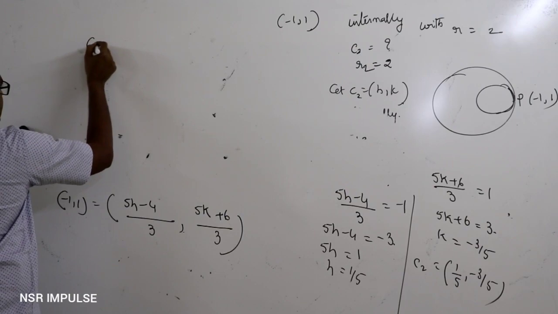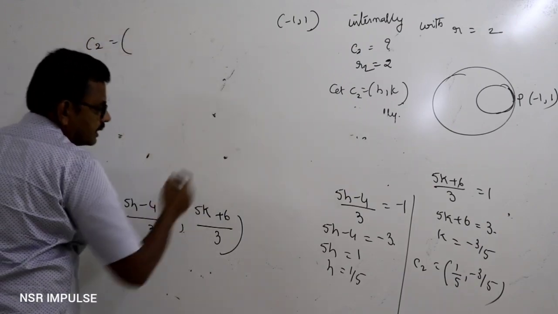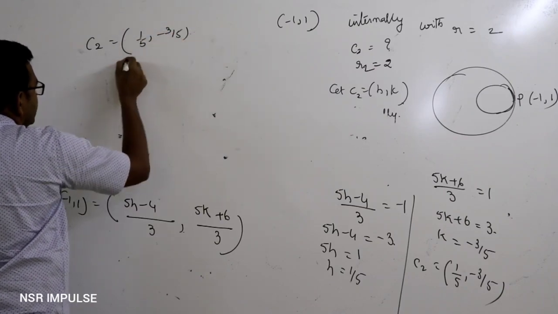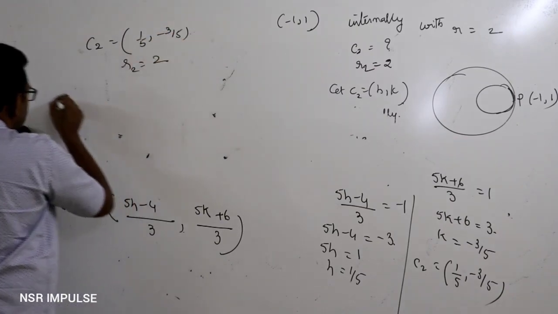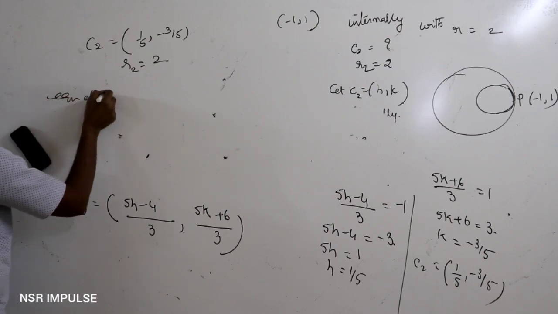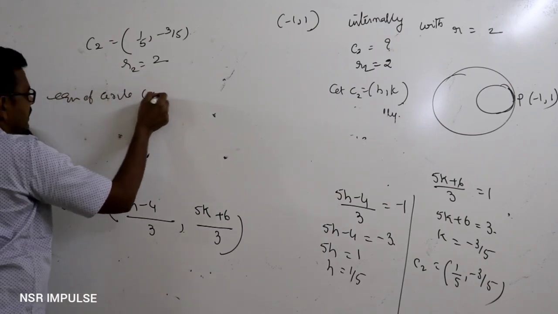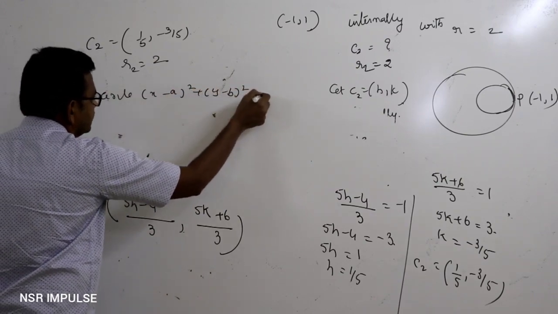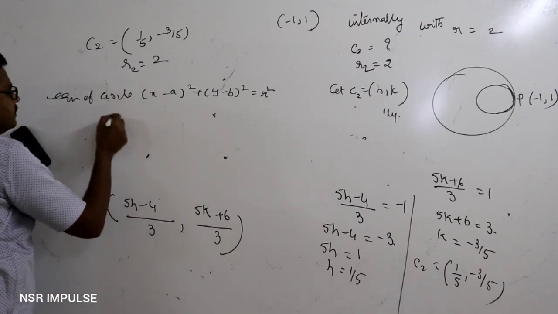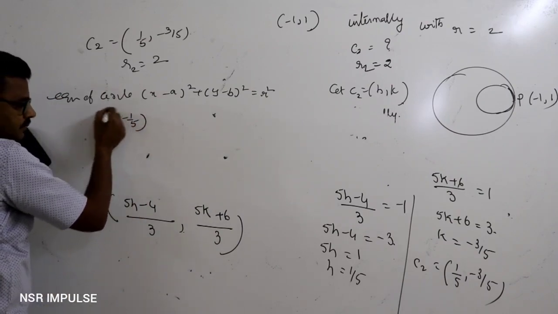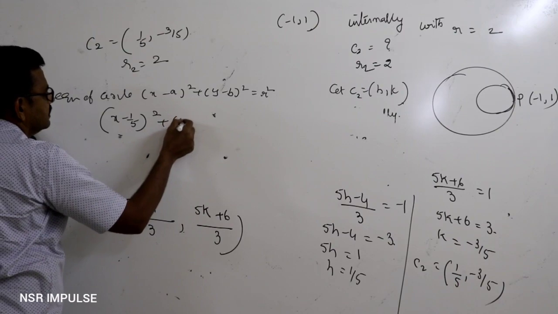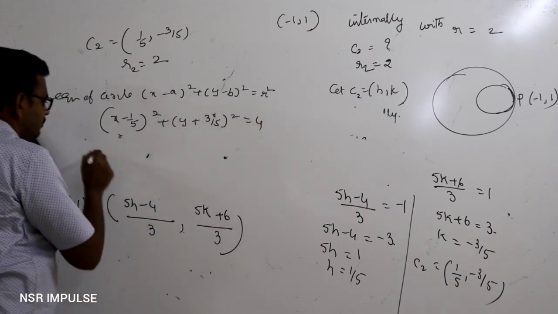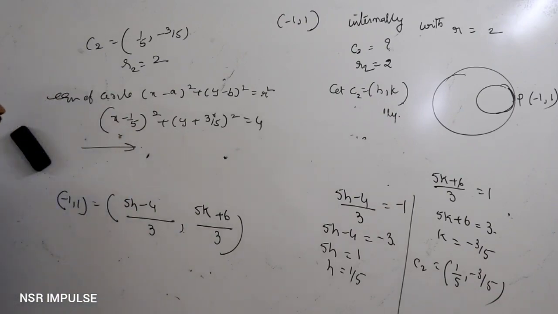So the center of the circle is 1 by 5 comma minus 3 by 5. Radius is 2. So the equation of circle is x minus a whole square plus y minus b whole square is equal to r square. So this is x minus 1 by 5 whole square plus y plus 3 by 5 whole square, r square is 4. By expanding this, you get the standard form.